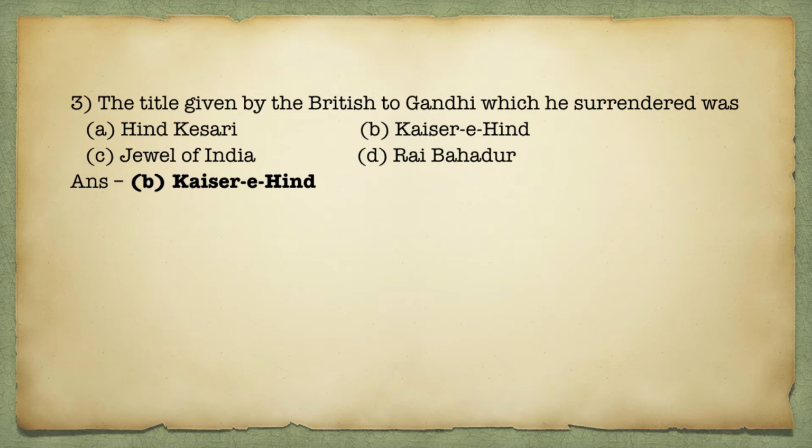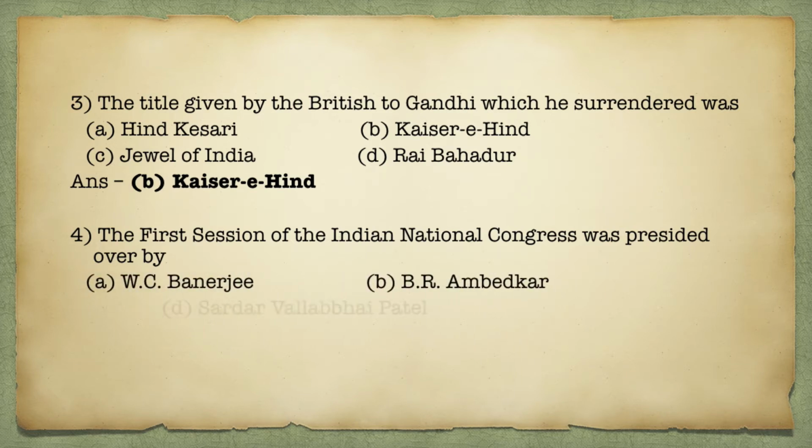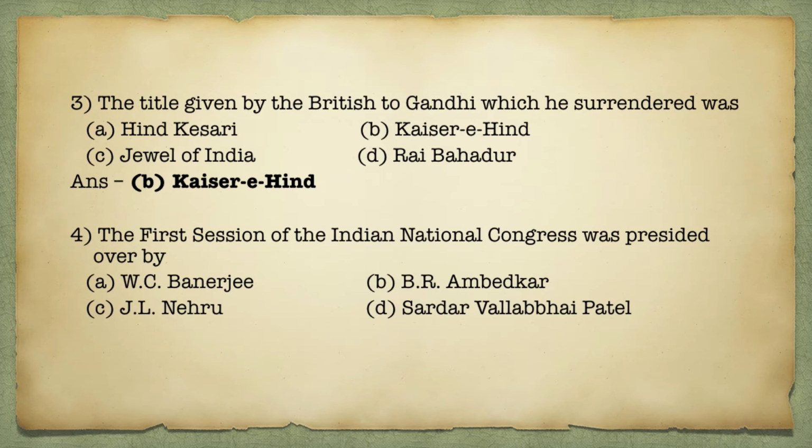So next question we have the first session of Indian National Congress was presided over by W.C. Banerjee, B.R. Ambedkar, Jawaharlal Nehru or Sardar Vallabhbhai Patel. So the correct option will be A, W.C. Banerjee or Umesh Chandra Banerjee. So W.C. Banerjee was the founding president of Indian National Congress and the first session of Indian National Congress was held in Bombay during the year 1885.